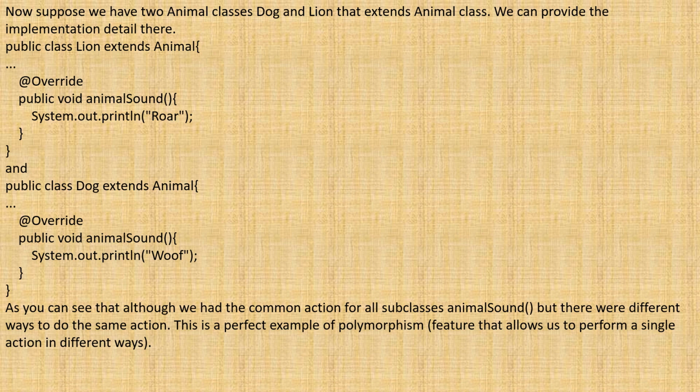As you can see, although we have the common action animalSound for all subclasses, there are different ways to do the same action. This is a perfect example of polymorphism, a feature that allows us to perform a single action in different ways.